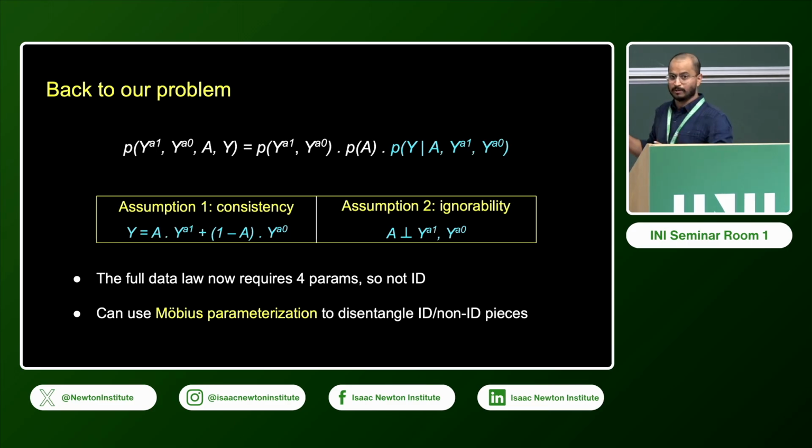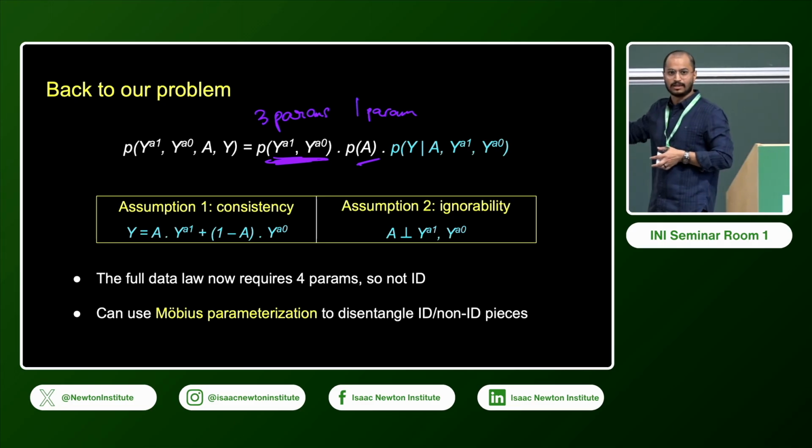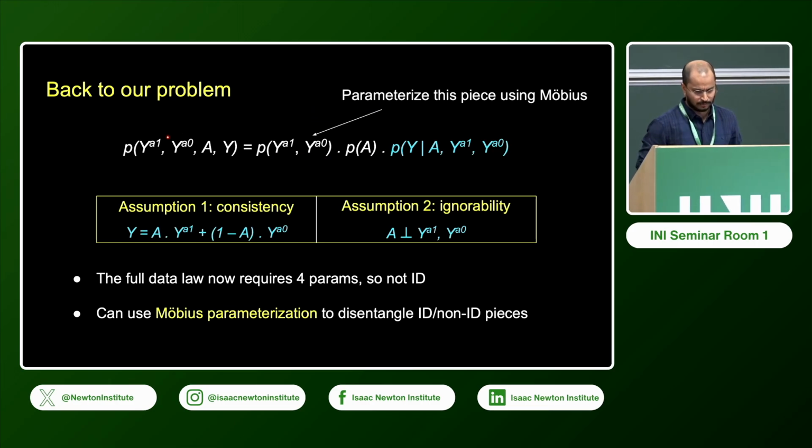So back to our problem. We did a lot of setup. What does this buy us? So we talked about how this no longer factorizes. This has 3 parameters. This has 1 parameter. And now we can use the Mobius parameterization to disentangle the ID and non-ID pieces. Okay. So we're going to parameterize this guy in particular using the Mobius parameterization.